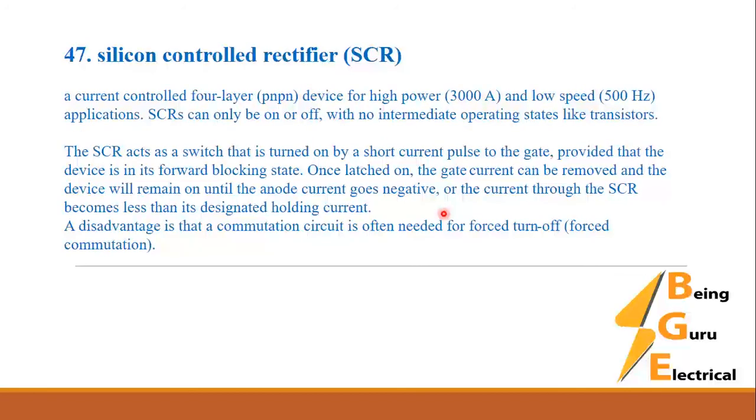Next we have silicon control rectifier, or SCR. It is a current control 4-layer PNPN device used for high power up to 3000 ampere and low speed up to 500 hertz applications. So SCR can only be on and off with no intermediate operating states like a transistor. So it's only like a switch, an on-off switch. You can turn it on by applying a short current pulse to the gate. So this is silicon control rectifier.